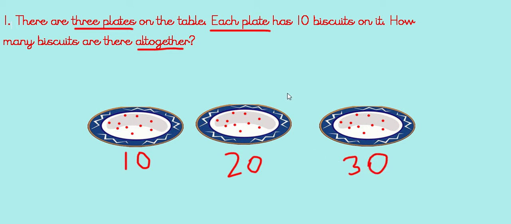How could we write that as a number sentence? Have a go now. So I've got 3 groups, 3 lots of, or 3 multiplied by 10, because I've got 10 biscuits on each plate, equals, because I want to know the total, 3 lots of 10 equals 30. Well done. So that's our first method.